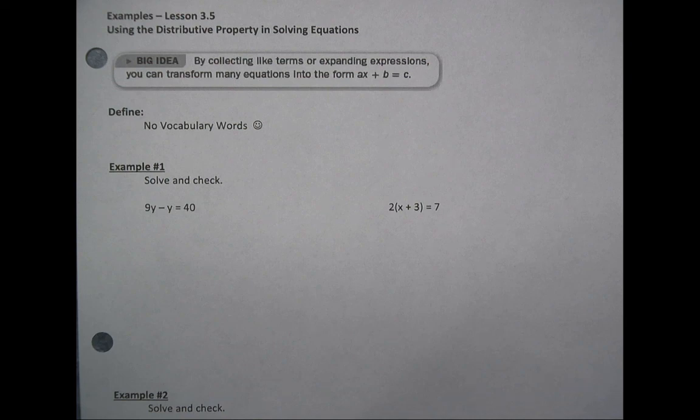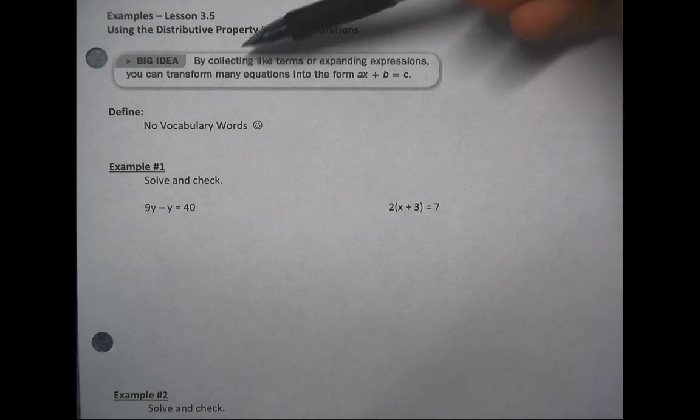So today is lesson 3.5. We're going to be looking at using the distributive property to help us solve some equations. So it's going to be very similar to everything we've done. It's kind of combining two different sections that we've already done. We're going to talk about the distributive property, which we know very well, and then also solving equations, which we've covered now for a couple sections in a row.